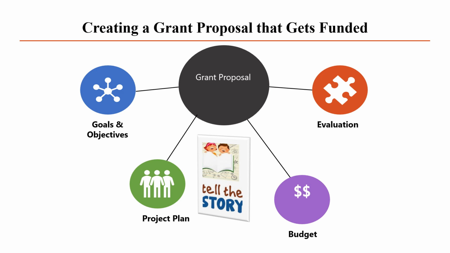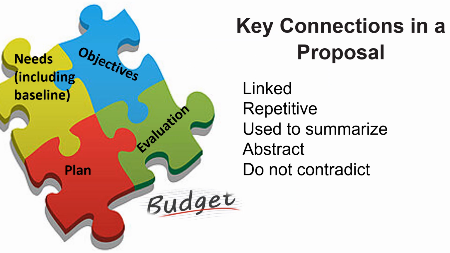So your grant proposal is made up of goals and objectives, evaluation, the project plan, the budget, the abstract, the timeline. There are a lot of different components of a grant proposal, and they have to be linked. There's some overlapping again, but they have to talk to each other. And then again, we talk about those key connections I mentioned. They have to be linked. They are repetitive. These sections are used to summarize your abstract, and they do not contradict each other.